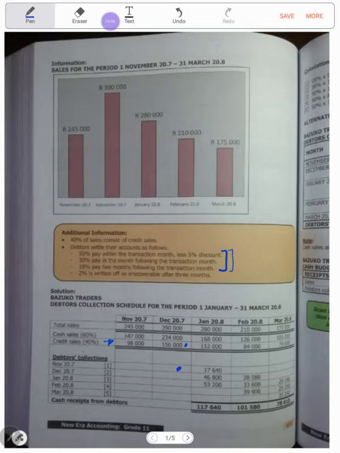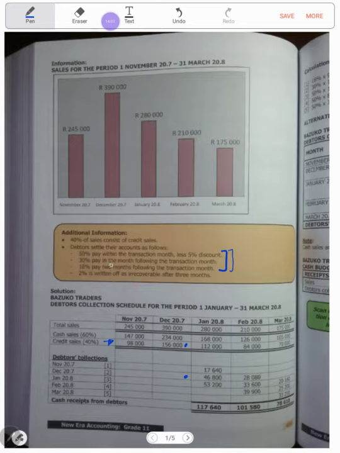Do you see? We would have written it here, but it is not our budget period, and therefore we do not have to worry about that. 30% pay in the month following the transaction. So 1 month later, we will receive how much money from our debtors? Okay, so it will be 156,000. 1 month later is January. So yes, it's my budget period. I have to work it out.